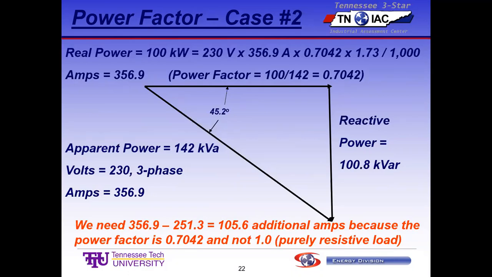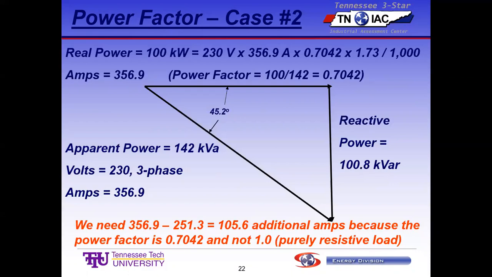Okay, so you see the power triangle. The apparent power is 142 kVA, at 356.9 amps. Reactive power is 142 squared minus 100 squared, square root, Pythagoras' theorem, that shouldn't throw anybody. So you calculate reactive power is 100.8 kVAR. Of course, we put different units on this stuff, but it all works together in the power triangle. That angle comes out to 45.2 degrees.